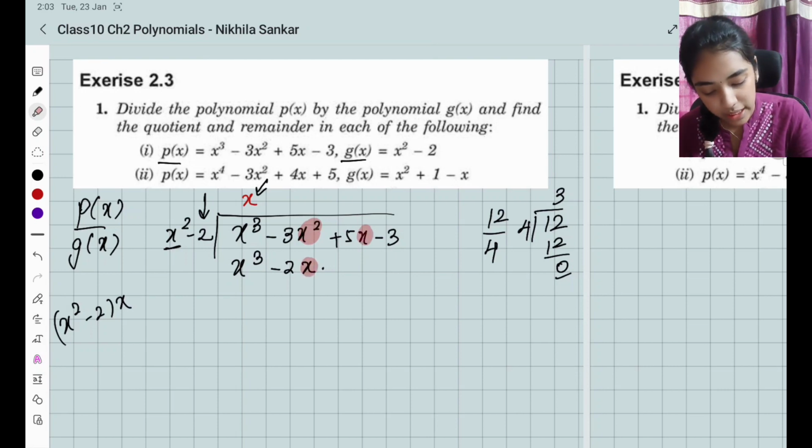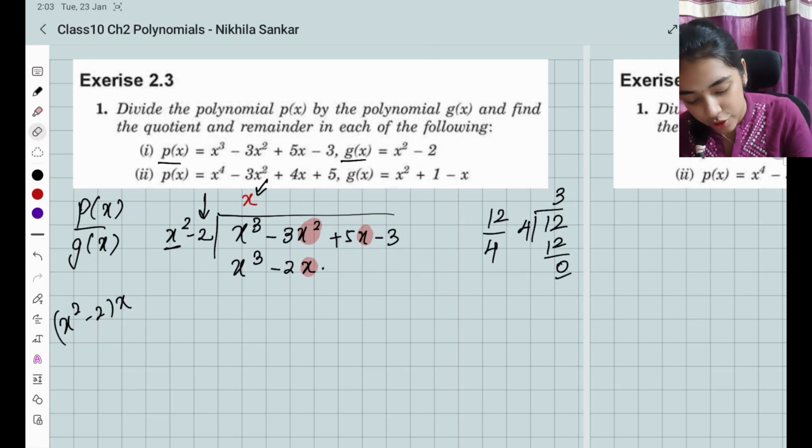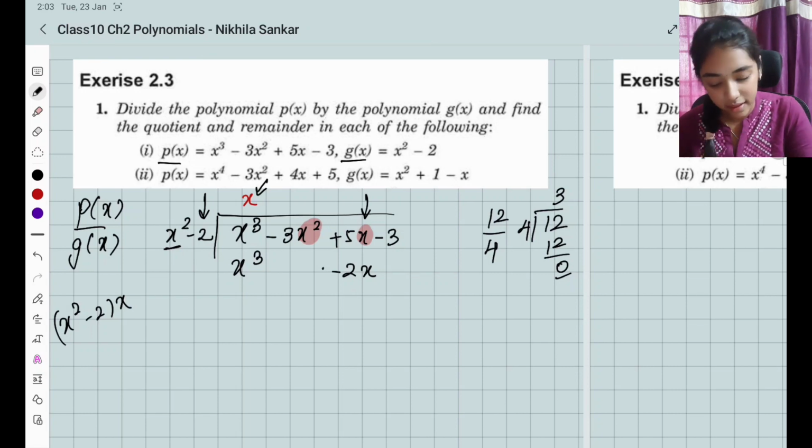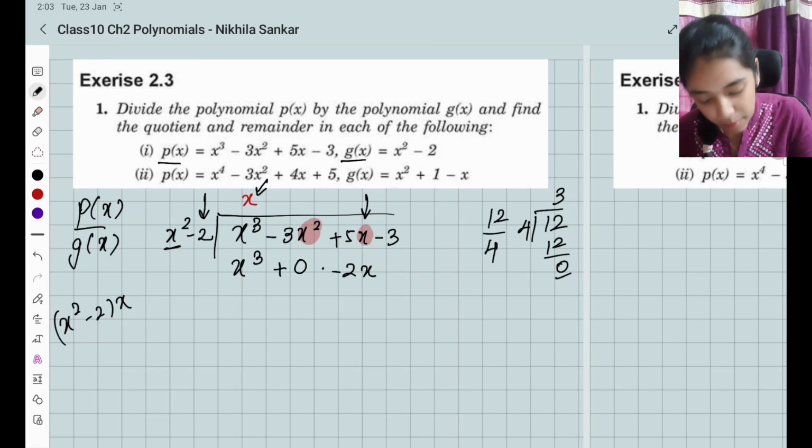You cannot cancel, but here there is an x term. So what am I going to do? I'm going to remove this minus 2x and write the minus 2x directly where the x is. Okay. So now what happens here? It will become a plus 0. Okay. So how do you solve this?